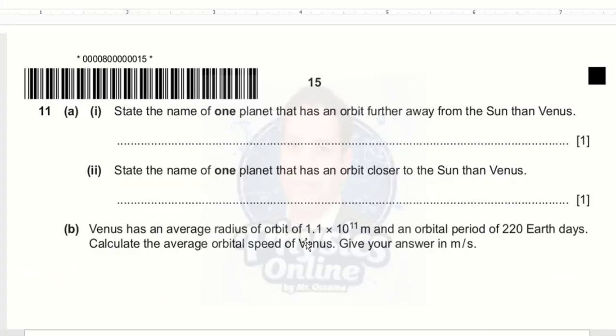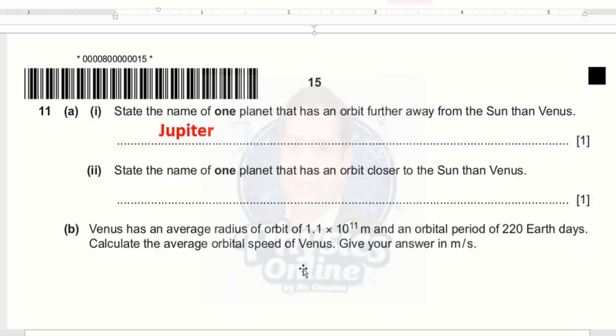State the name of one planet that has an orbit farther away from the Sun than Venus. There are many planets farther than Venus, starting from Earth, Mars, Jupiter, Neptune. So choose any one of them. Let's choose Jupiter. State the name of one planet that has an orbit closer to the Sun than Venus. There is only one planet, which is Mercury.